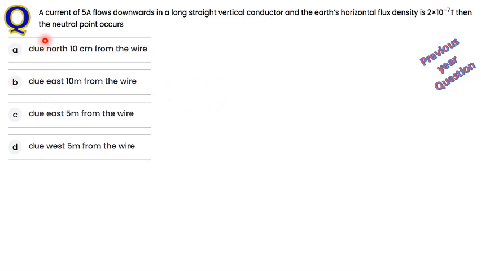The next problem here is a current of 5 ampere flowing downward in a straight vertical conductor. This is a little important and concept oriented, so try to understand this concept. See here, when a current passes through a wire, the first concept is that around the wire it will produce a magnetic field. Next, they have given the earth's horizontal flux BH value, that is 2 into 10 power minus 7. Then where is the neutral point going to occur?